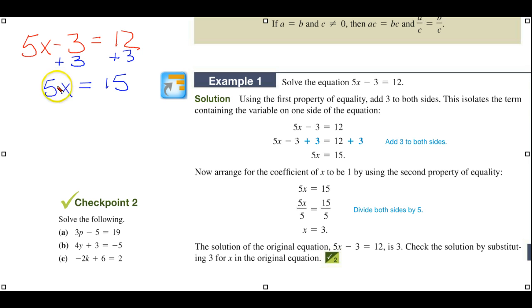Now, what do we do to get x by itself? Well, remember, this is 5 times x. Well, if we divide this side by 5 and divide this side by 5, here the 5's cancel out and we get x equals 3. And that is our solution. And if we put the 3 there, 5 times 3 is 15, minus 3 is 12, it checks.